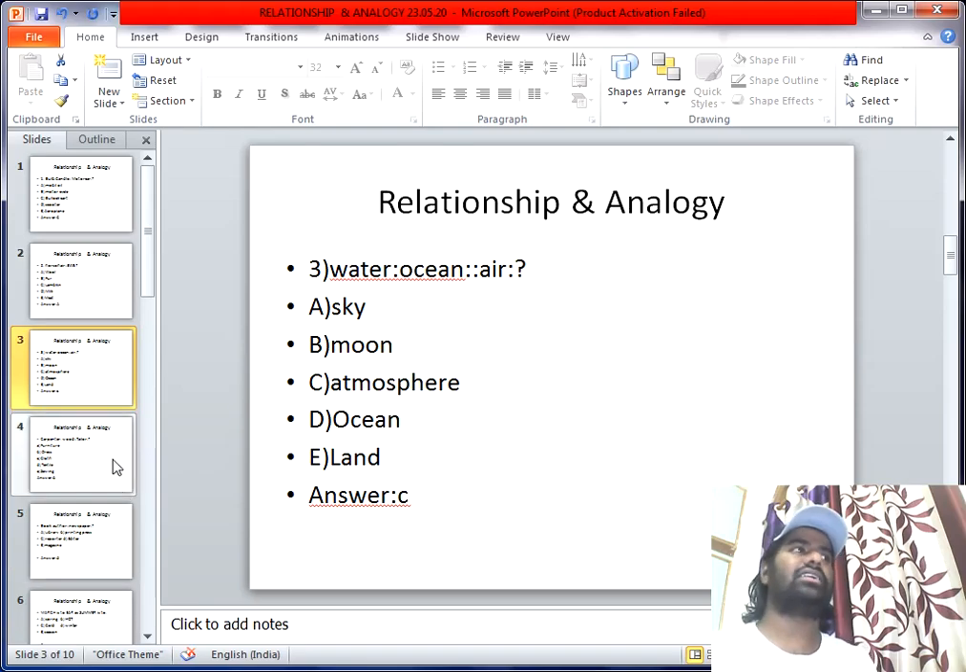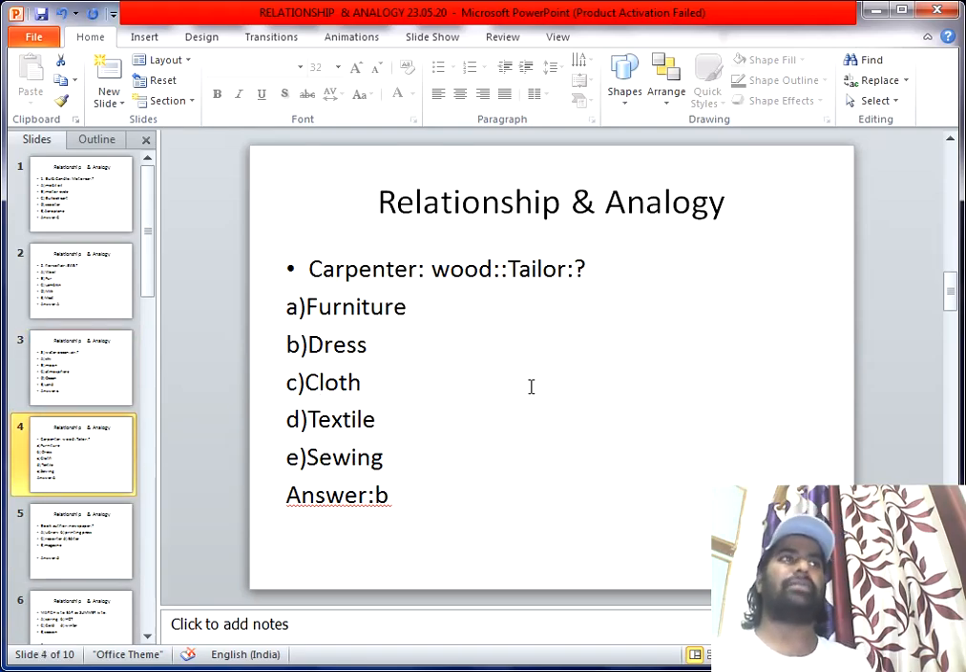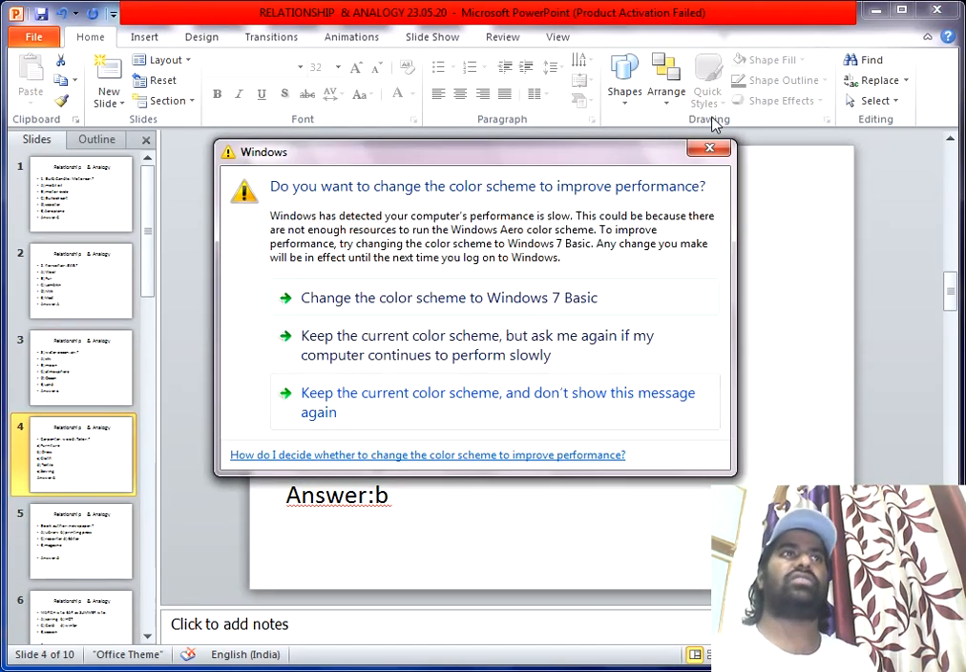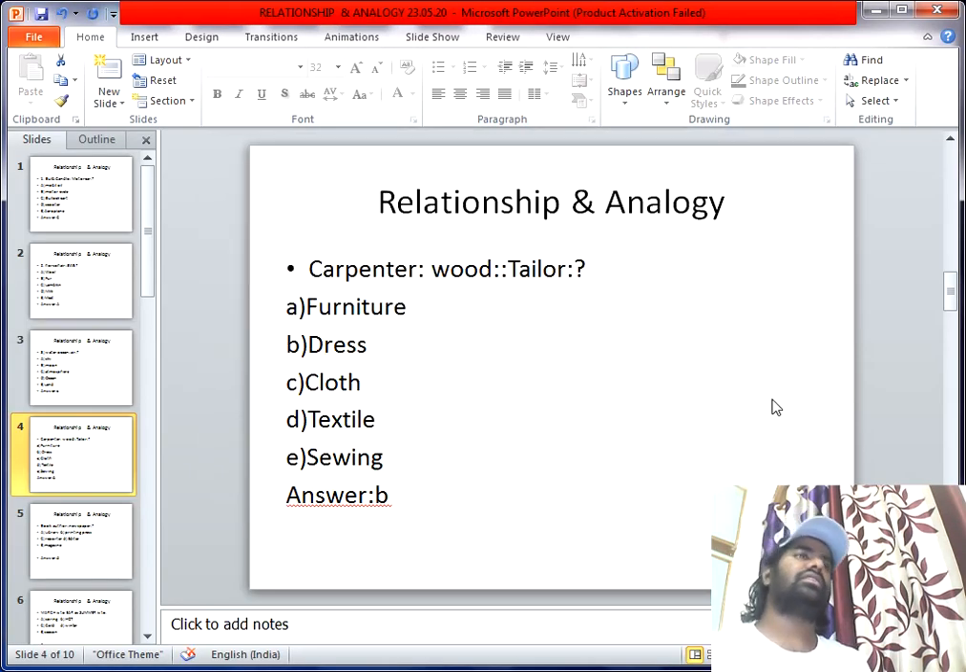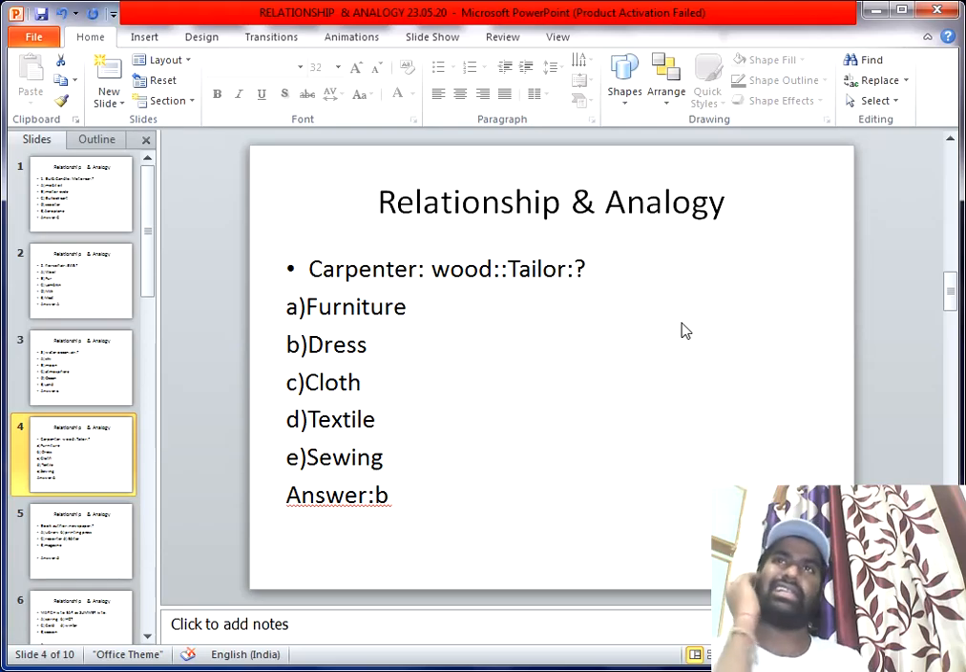So the next one is carpenter, wood, tailor. Sorry for the repeated tabs. Carpenter, wood, tailor results in what? Furniture, dress, cloth, textile, sewing. The answer will be dress. Carpenter works on the wood, so the tailor works on the dress. He will stitch or sew or whatever. He works on the dress part, right?